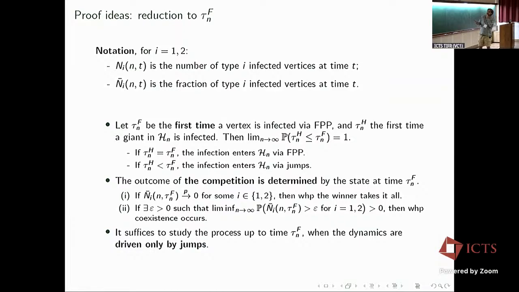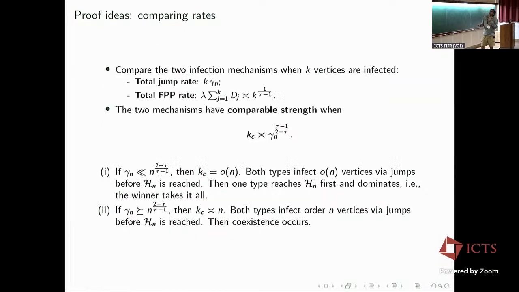And so this doesn't give an idea of the threshold, but the idea of the threshold is given by this. If we want to compare what's the total jump rate and what's the total FPP rate while I start infecting vertices around: the jump rate is just the number of infected vertices, k, at some time, times the rate, γ n. While the total FPP rate is the sum of the degrees times λ, the FPP exponential rate. It will be different for the two types, but for now, it doesn't matter. And this is the sum of the degrees that I'm going to jump to, and this can be considered IID.